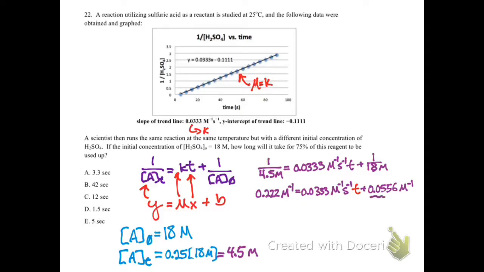Now I'm going to subtract this from both sides, and we'll get 0.167 molar to negative 1 is equal to 0.0333 molar to negative 1 s to negative 1. So we'll divide both sides by k, and we'll end up getting our time. So t equals 5.00 seconds.